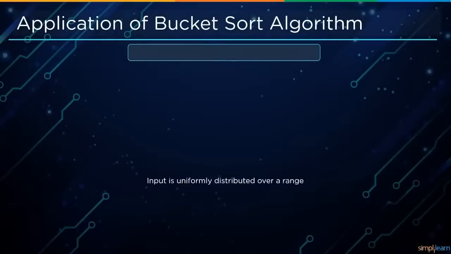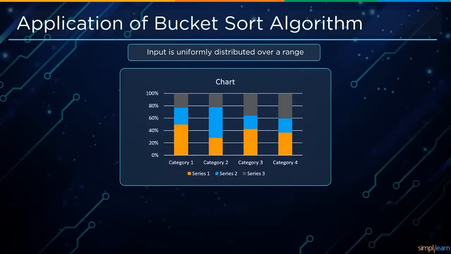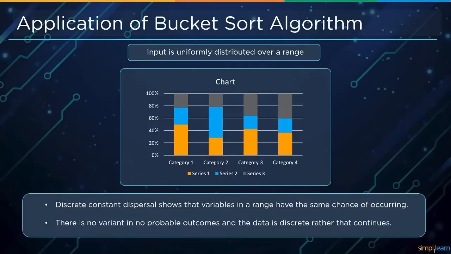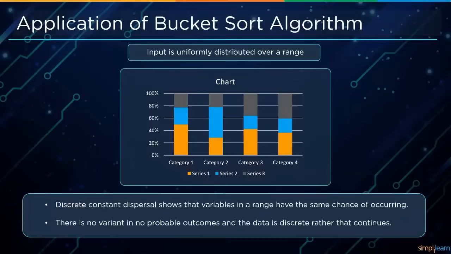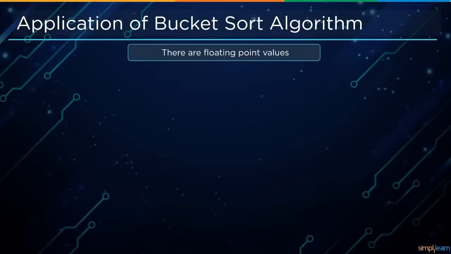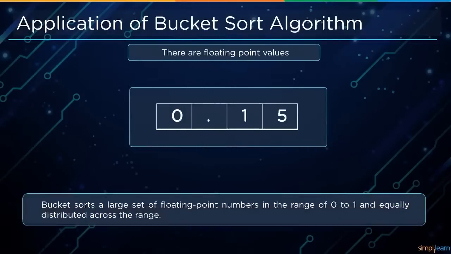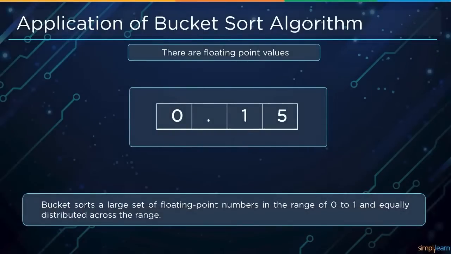The bucket sort algorithm has two main applications. First, it is used when the input is uniformly distributed over a range. And second, it is used when there are floating point values. Now, let us go through a practical demonstration of the bucket sort algorithm.